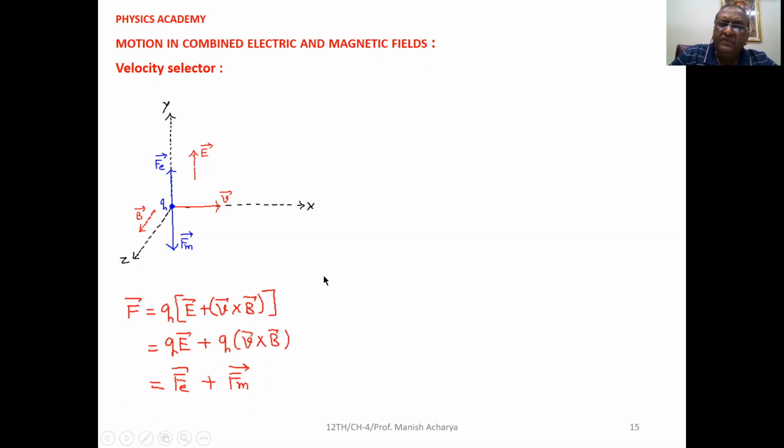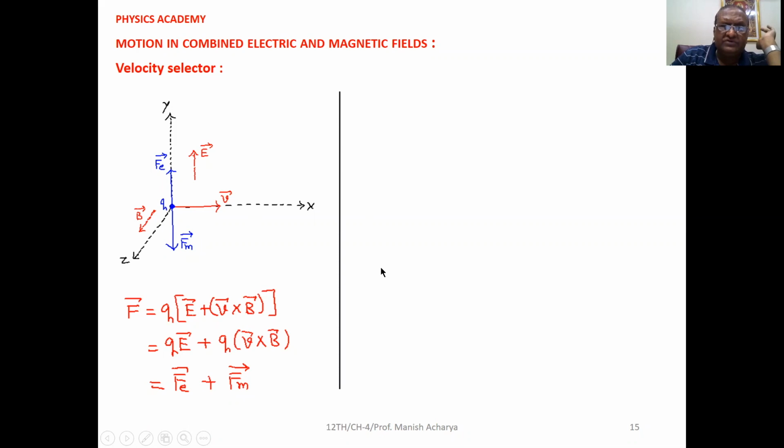So we already discussed, in the presence of electric and magnetic field both, the force acts on charged particle, that is the Lorentz force, and that is given by F equal to Q into E plus V cross B. So we can write QE plus Q into V cross B. QE, that is the electric force, and Q into V cross B, that is magnetic force.